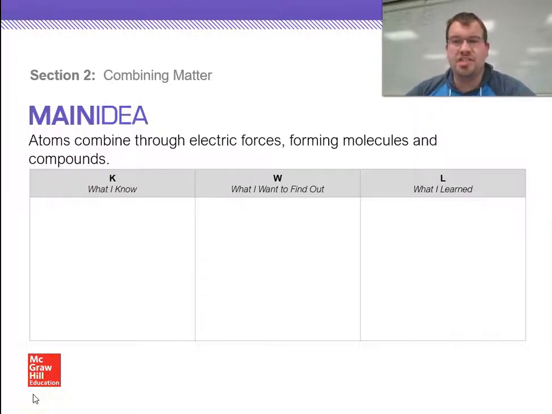So, continuing on with chapter 3. This is chapter 3, section 2. We're going to talk about combining matter. This is staying in the idea of chemistry, and we're going to keep discussing it. So, let's talk about combining matter.